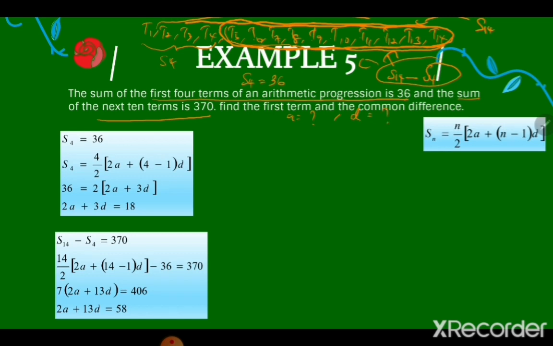So the question asks for two values, a and d. When we talk about finding two unknowns, how can we find them? Of course, the method will be simultaneous equation. What is the condition in order for us to use simultaneous equation? We need to have two equations. The first one is from S4 equals 36. The second one is from S14 minus S4 equals 370. So we need to solve by simultaneous equation.